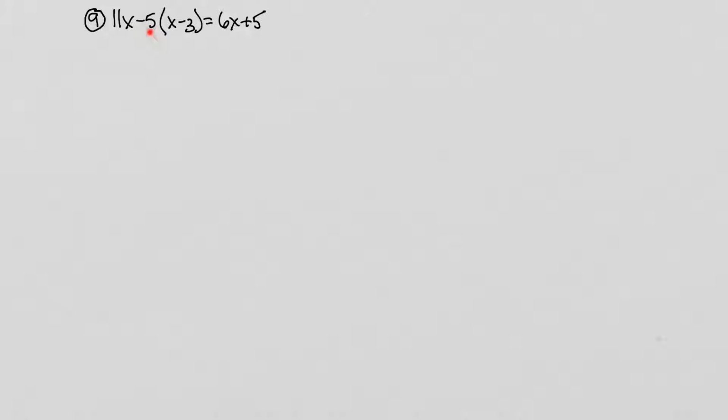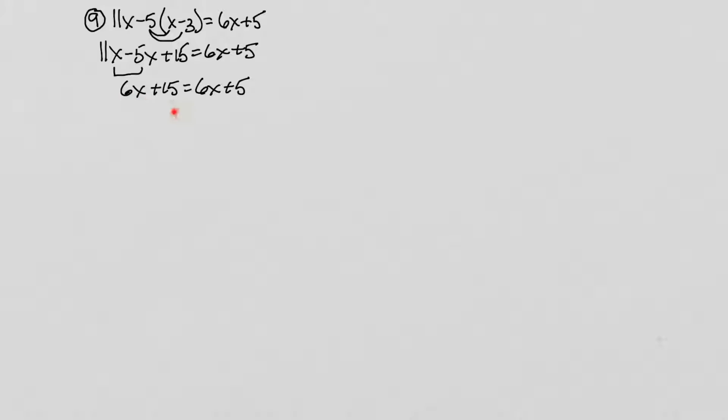Let's start this problem by distributing that negative 5 through that set of parentheses here. So we are going to get 11x, and then negative 5 times positive x is negative 5x, and then negative 5 times negative 3 is plus 15. That's all equal to 6x plus 5, nothing to combine on the right side. But then the 11x minus 5x, we can get a 6x plus 15 equals 6x plus 5.